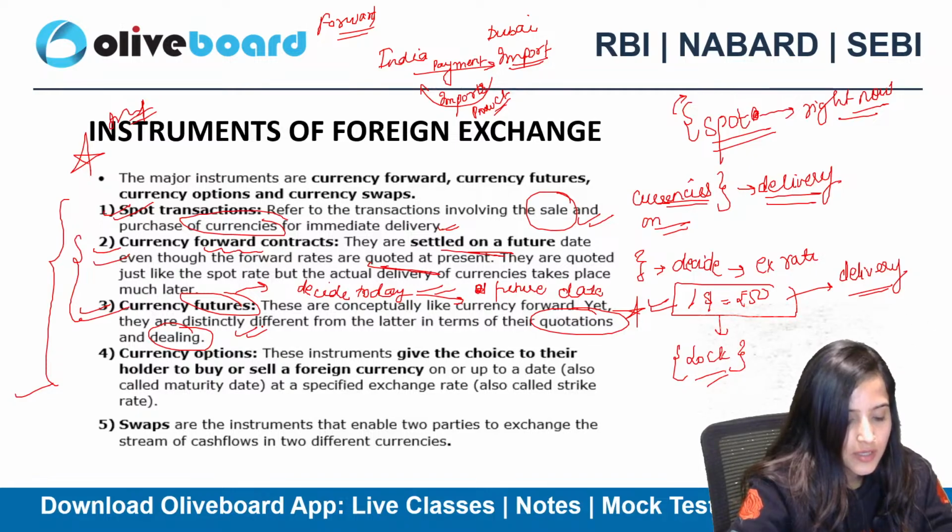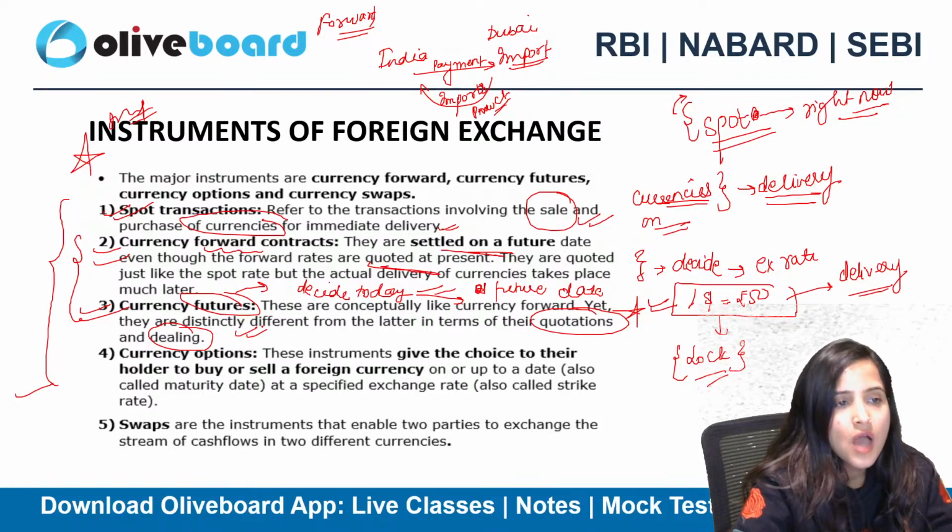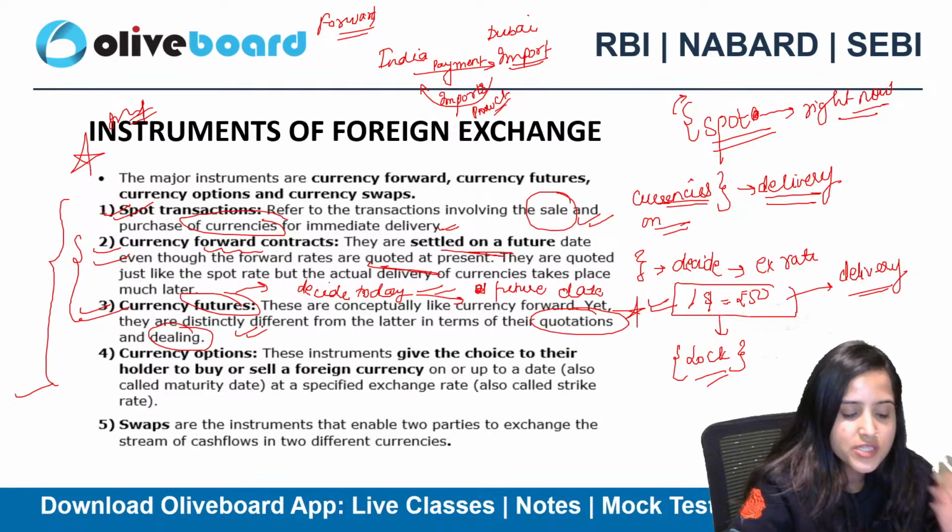Is this clear? So if there's any doubt, you can ask me right now. I hope this spot transactions, forward transactions, and future transactions are clear.